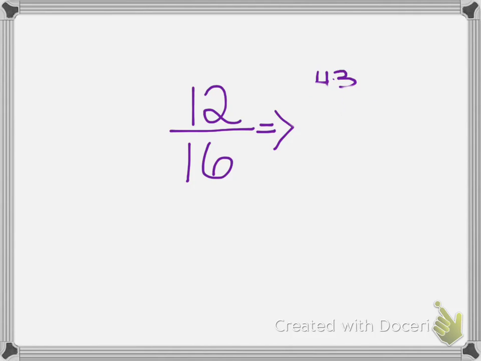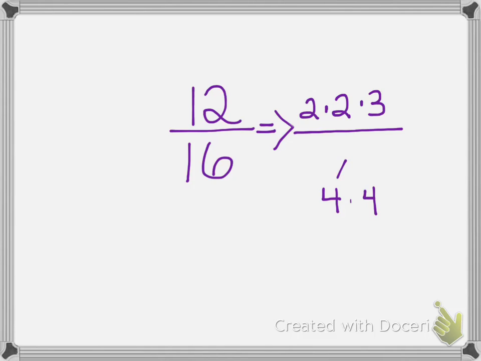Hang on. I haven't had enough coffee this morning. Let me try that over again. 4 times 3. 4 can be broken up into 2 times 2, so 2 times 2 times 3. So there's the prime factorization of 12. And let's go ahead and do the prime factorization of 16. Now, 4 times 4, right? And if you break them up into their primes, it's 2 times 2 times 2 times 2. So out with you, out with you.